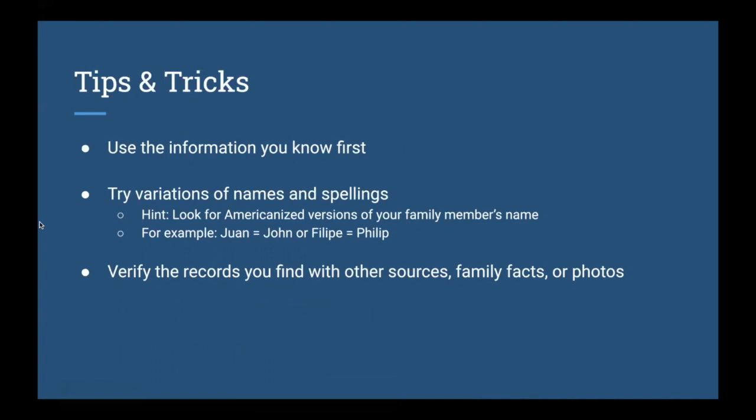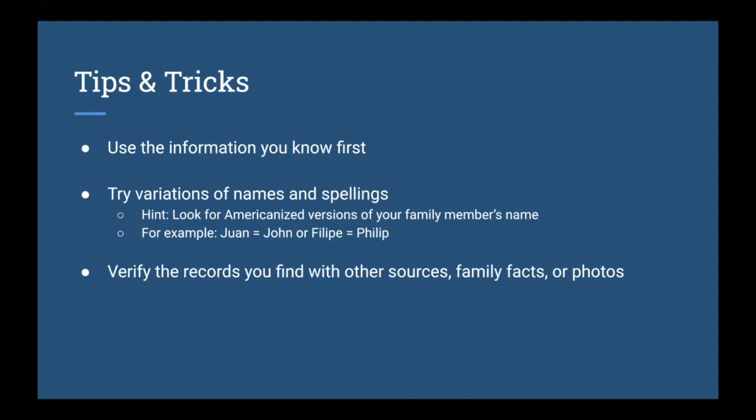Our last bit on online research is tips and tricks. First, I want to point out something that seems a bit obvious, but that a lot of people get carried away on. Use the information that you know first. Use the names, dates, and places that you know for sure. And if you don't know that information for sure and you're guessing, leave it out. You will be on a better path if you start with simple and then get more specific as you've verified the information.